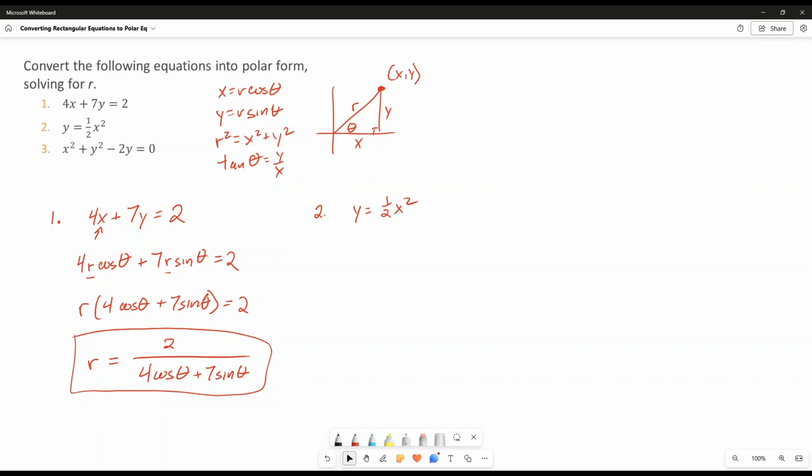Well, we do the same thing. So we're going to replace the x with r cosine theta and then the y with r sine theta. So in place of that y, we're going to have r sine theta. And that is now going to equal 1/2 times r squared cosine squared theta. All right, and the r cosine has to get squared because it's x squared. So that's why it's r squared and cosine squared. So we have technically converted this now into our polar coordinates.